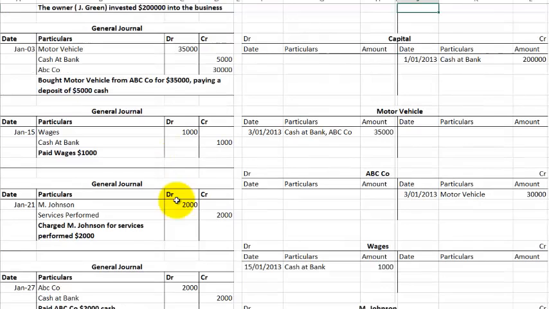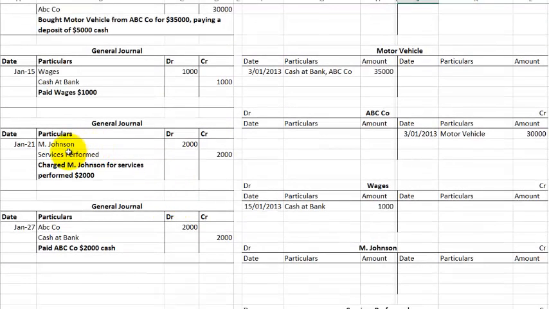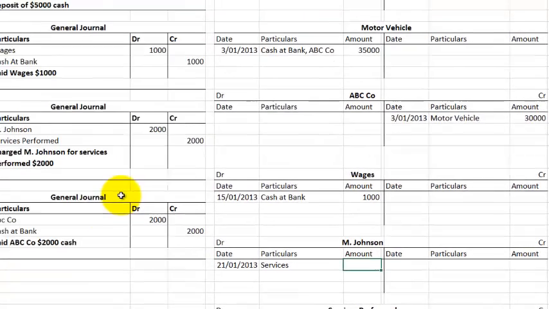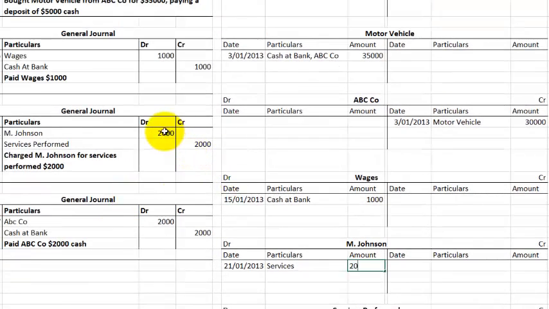I'm just going to keep moving with the last two entries here. M. Johnson, remember, was a debtor. We've got to debit that person for $2,000 because they promised to pay us hopefully in 30 days. There's my M. Johnson account. The date is January the 21st. It was for services performed. The amount, as you can see, is $2,000. So we've done that entry there.